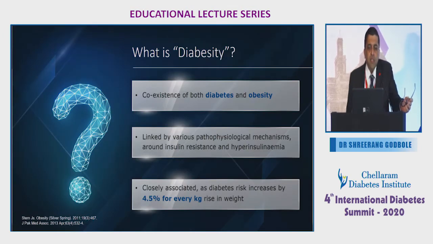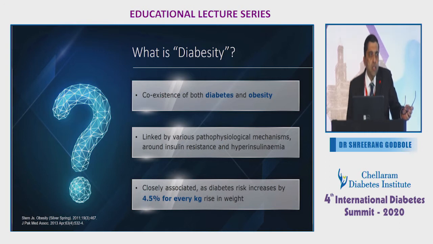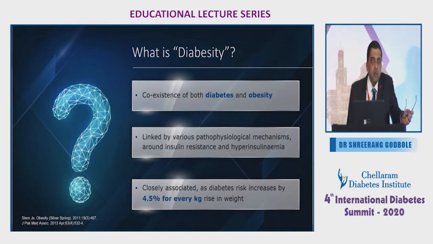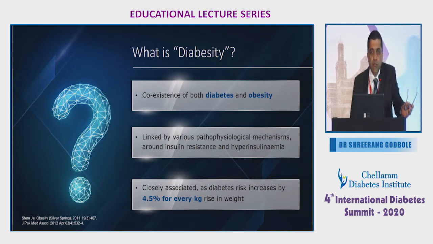We know that diabetes and obesity coexist more often than not in a large number of patients. And the reason why they coexist is because they're linked by various pathophysiological mechanisms, most of which are centered around insulin resistance and hyperinsulinemia. In fact, they're also causally related, so that for every kilogram rise in body weight, you could expect the risk of developing diabetes to rise by about 4.5%. Needless to say, this combination of diabetes and obesity imposes a significant risk on cardiovascular morbidity and mortality, and this is fairly common in our country, and that's the reason why we need to understand how to tackle both diabetes and obesity together when they coexist.